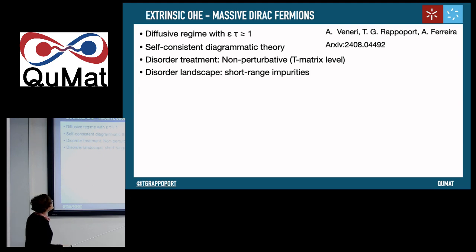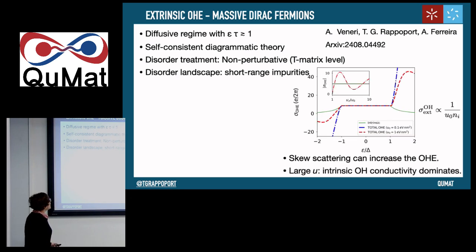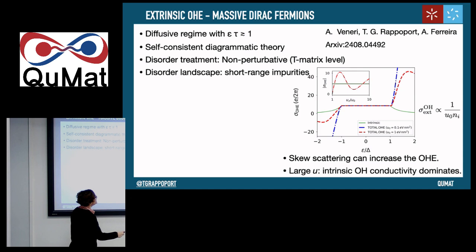So together with the group of Ires Ferreira from York University, we've been looking at this problem using a self-consistent diagrammatic theory where we sum over all the events of one kind. So it's a non-perturbative approach. And we look at short-range impurities, so it's not Gaussian impurities as before. And the scenario we see is different from the other ones. We do see an increase of the orbital Hall effect because of disorder, and it can even change sign.